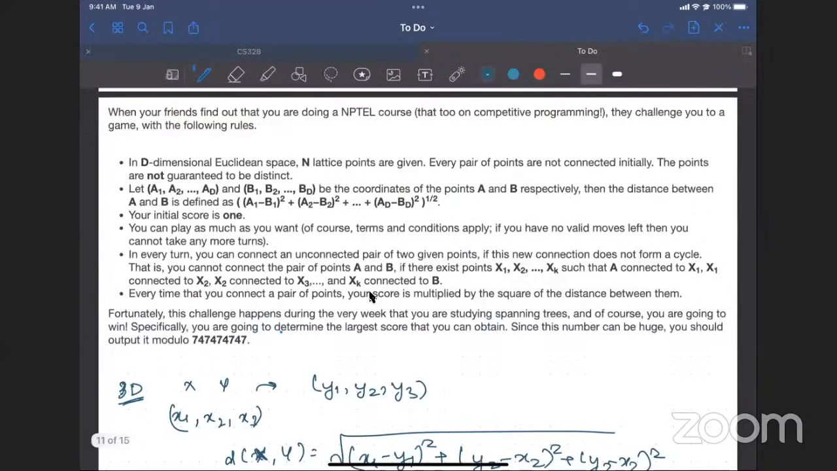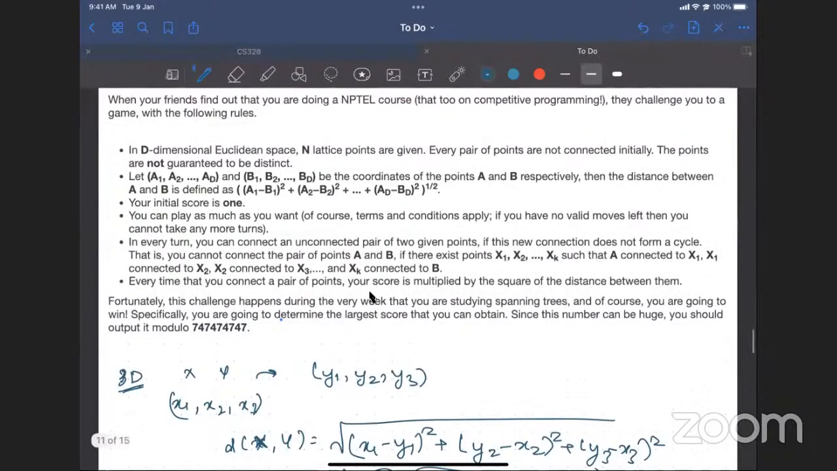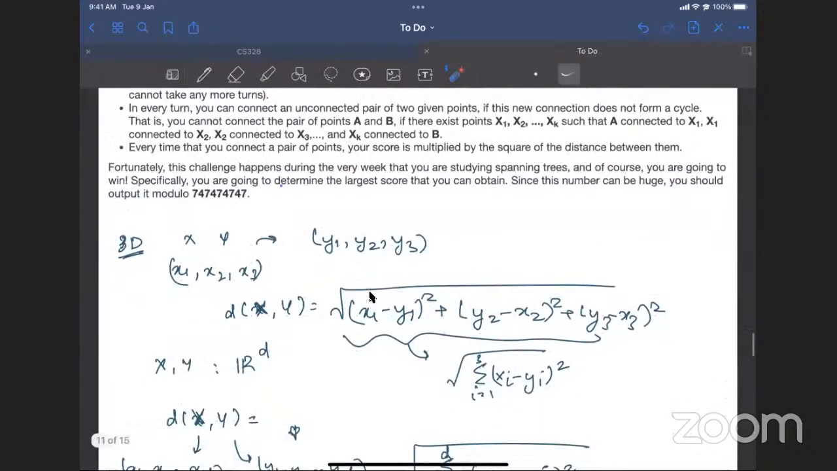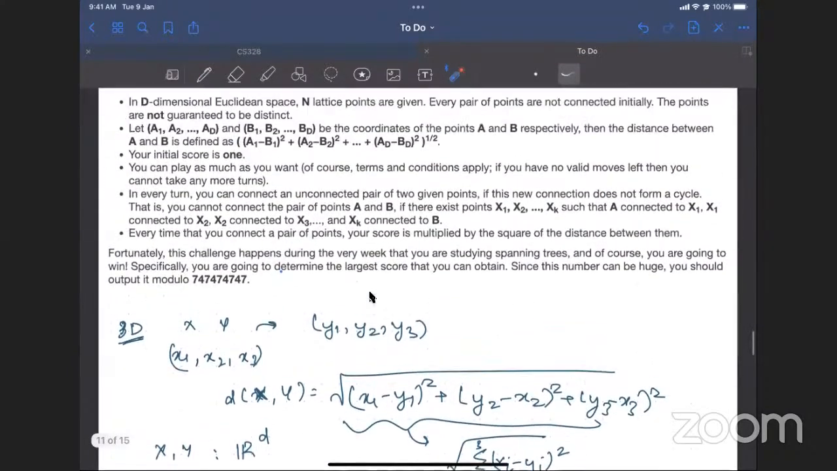So this problem is basically a lattice point in a d-dimensional space, and for d-dimensional space, this information is used to calculate the distances between the points. Right. So just by looking at it, I think this is clearly a graph problem, because you are trying to connect vertices that are in the space, and they will in turn form a graph, right? So it's clear why this is a graph problem.